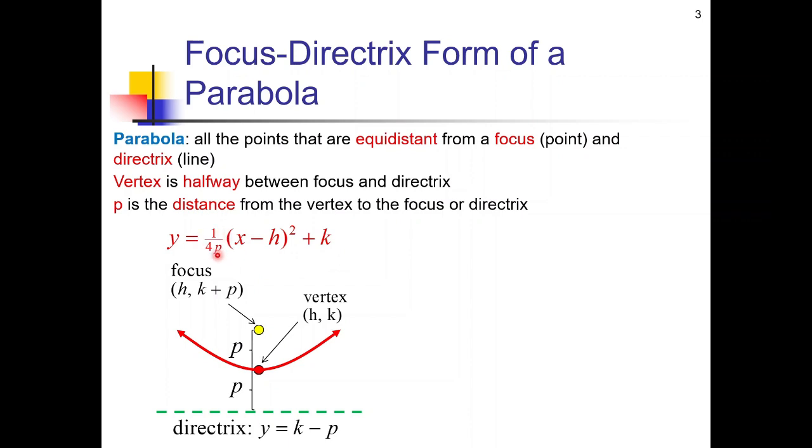Now you might wonder, well, why did the stretch factor get swapped out for this 1 over 4p? And I'm not going to prove anything really right now, but the intuition is that the distance between the focus and directrix is 2p, and if you square that, which we do with these quadratic functions here, you end up with a 4 instead of a 2. So I think that's where that 4 is coming from.